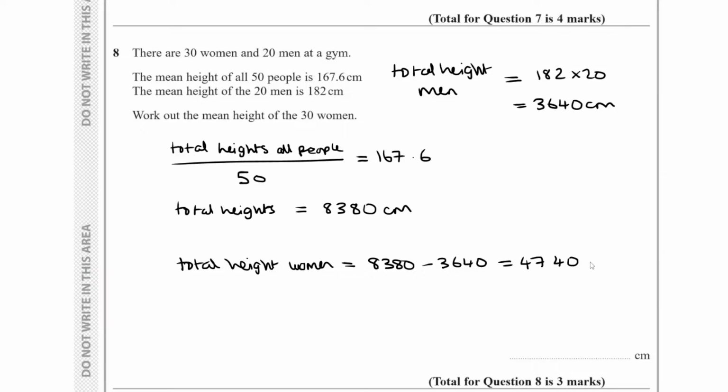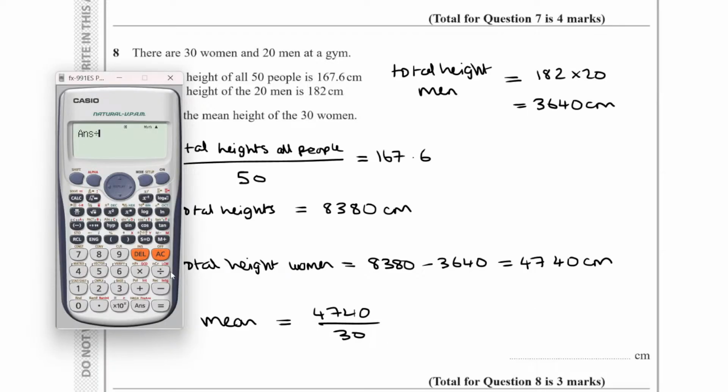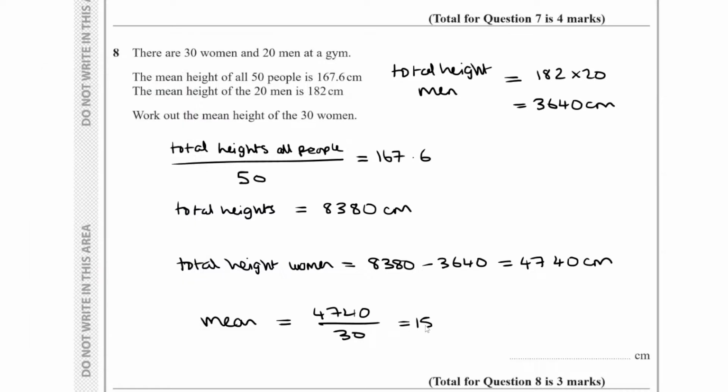And now because they have asked us to find the actual mean, I just need to take the total for the women and divide that by how many women there are, which was 30, wasn't it? So divide by 30, 158, which if you think about the answer, does make sense. Like 158 seems logical, doesn't it?